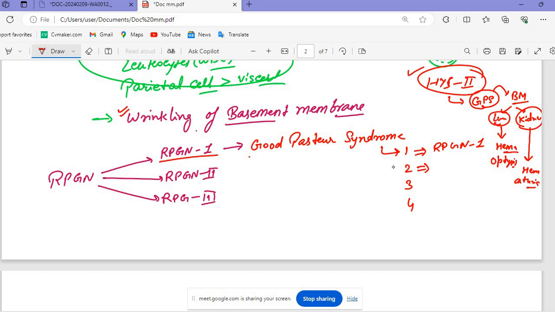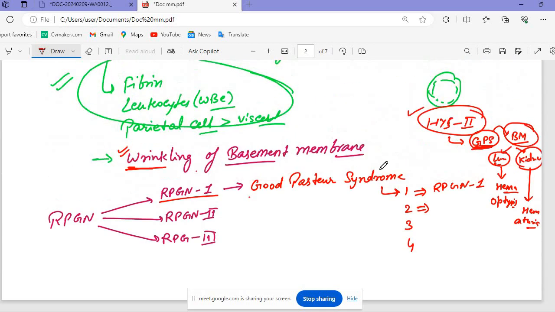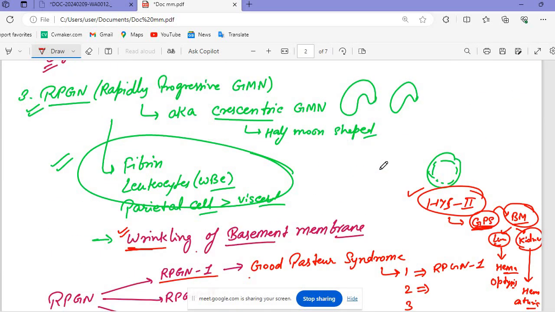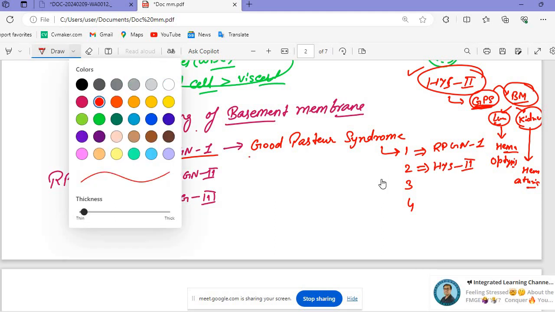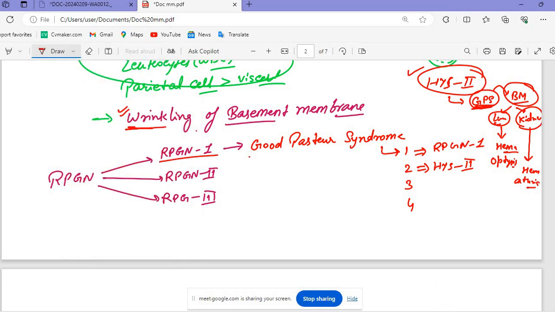Hypersensitivity 2, we studied its example, that is Goodpasture syndrome. In Goodpasture syndrome we studied that the basement membrane is affected. Now here you are seeing the wrinkling of the basement membrane in RPGN, rapidly progressive glomerulonephritis. So this is an example of rapidly progressive glomerulonephritis in which the basement membrane is affected, which we studied is type 2 hypersensitivity.